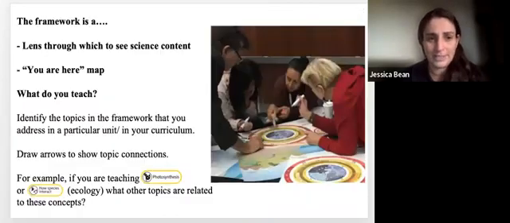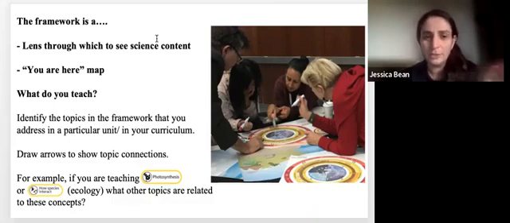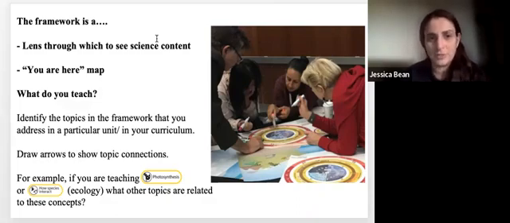So the way I think about it is that this framework is a lens through which you can see all this science content that you know and work with your students. And it's also a you are here map. It's like, okay, you're talking about water quality as it relates to the otters today, but let's also think about how climate change can affect water quality or the water cycle. And let's draw those connections and think about where we're going tomorrow, the you are here and where are you going map of learning about climate change and the interrelatedness of the Earth system.